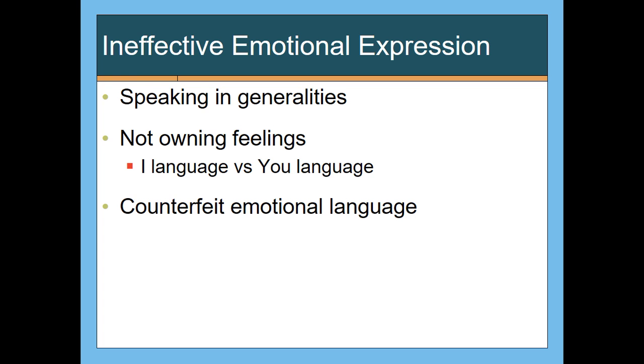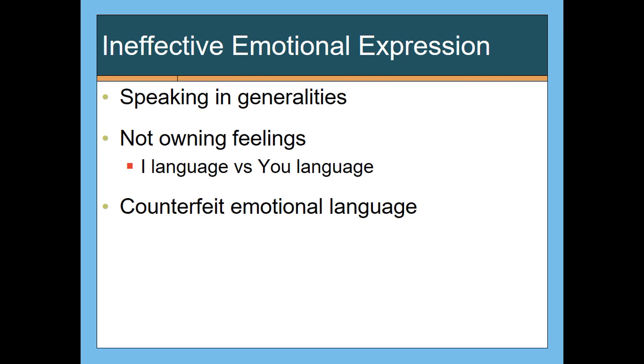So some ineffective ways of expressing emotion, these would be ways that are not very emotionally intelligent. The first one would be speaking in generalities. So if someone asks you, how are you doing today? You might say, oh, I'm fine. Well, that would be a generality because fine is so broad. Like, what does that even mean? Like, I'm happy, I'm excited, I'm tired. What does that even mean?